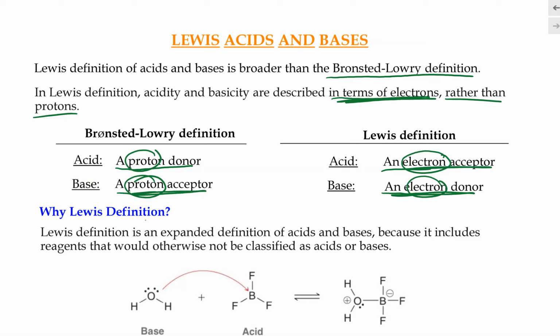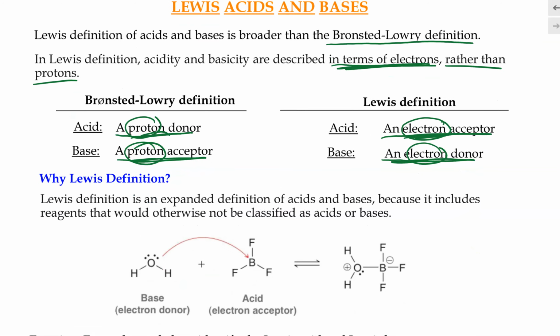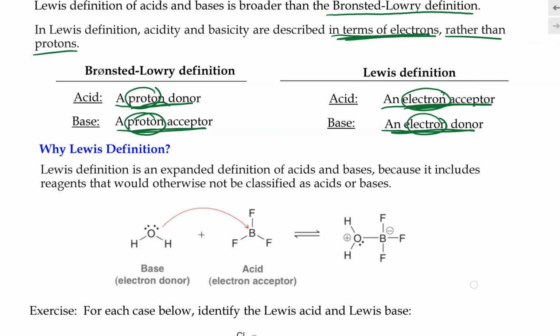But the emphasis is on a different thing, because essentially, an electron acceptor is basically a proton donor. Because as something accepts electrons, it then gives up its protons. So therefore, an acid will be an acid in either of these definitions, and same thing with the base as well. But why do we need to use the Lewis definition? The Lewis definition is basically an expanded definition of acids and bases that allows more molecules to also be considered as acids and bases.